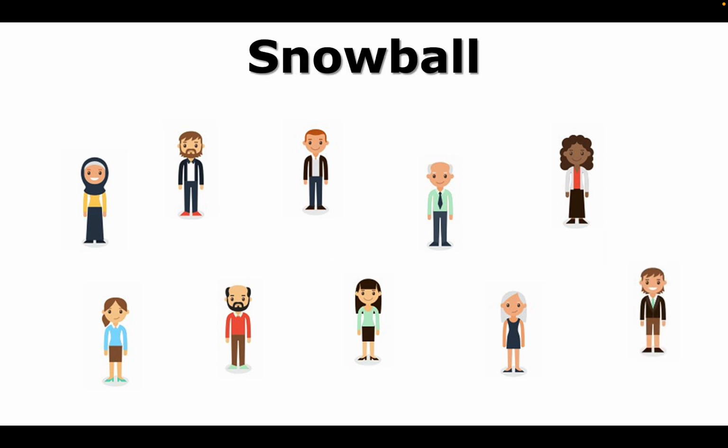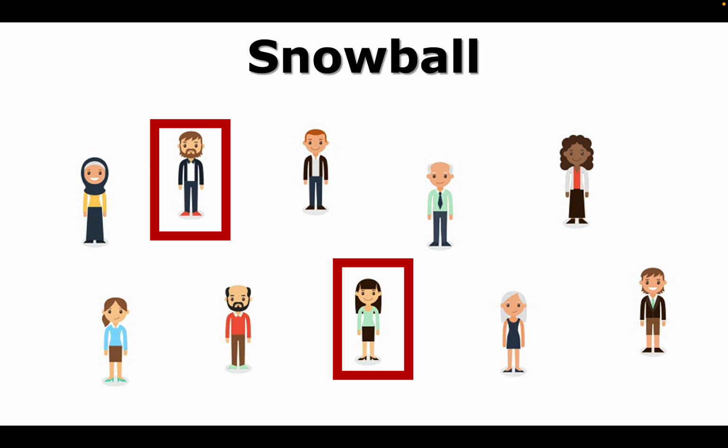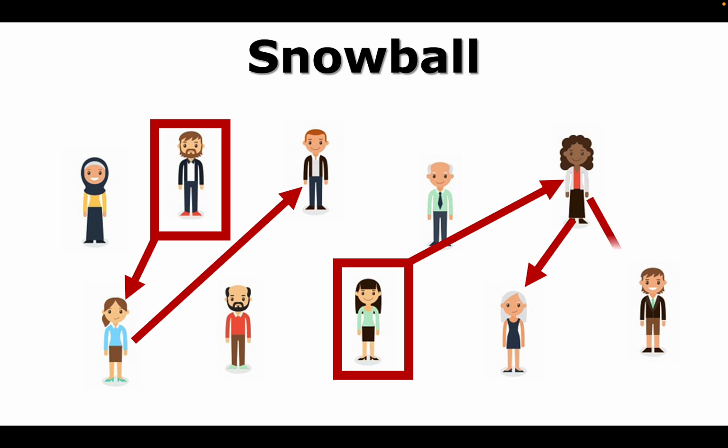And finally, there's snowball sampling. In snowball sampling, researchers begin by identifying a few respondents that match the criteria for inclusion in a study. These participants are then asked to recommend others they know who also meet the selection criteria. And through word of mouth, you end up obtaining all the subjects that you hope to sample.